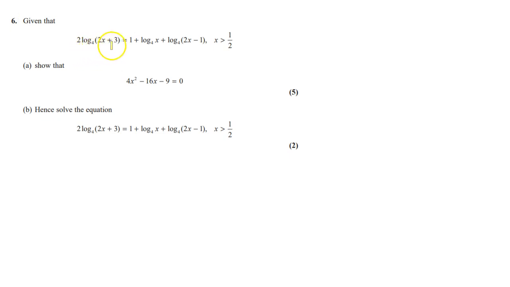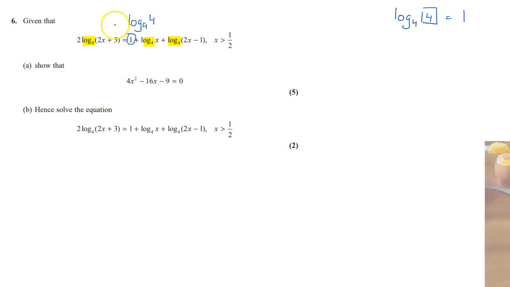Given that 2 log base 4 of (2x plus 3) is equal to 1 plus log base 4 of x plus log base 4 of (2x minus 1). All are having log base 4, and we have a number here only, and that number is 1. So how can 1 be written as log base 4 of 4, since 4 to the power 1 is 4. So instead of 1 it is this one.